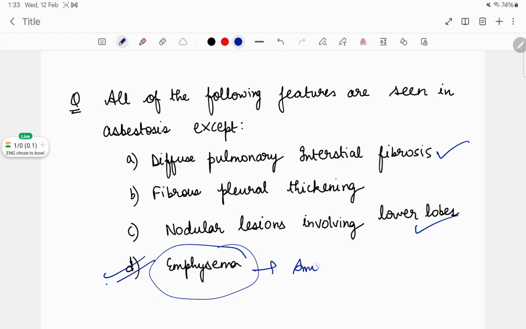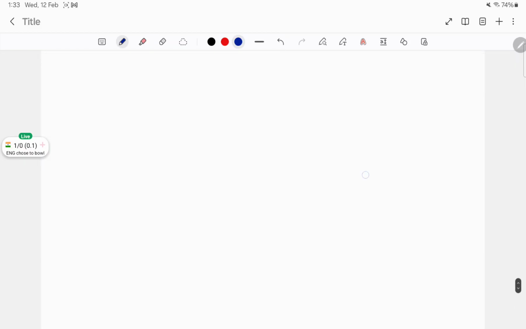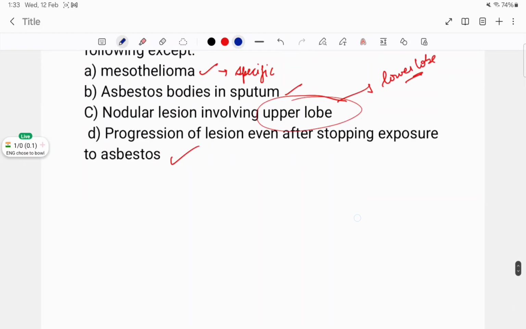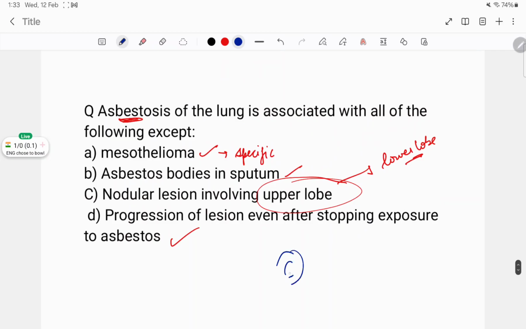Why? Because emphysema is associated with smoking. It is nowhere associated with asbestosis. So, this was the question of the day. The answer of this question is C, that is, it is involving the lower lobes.